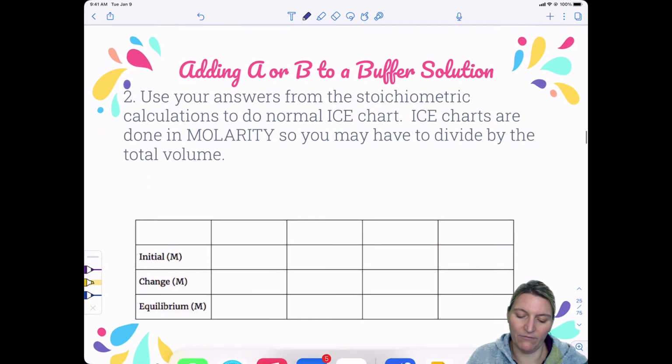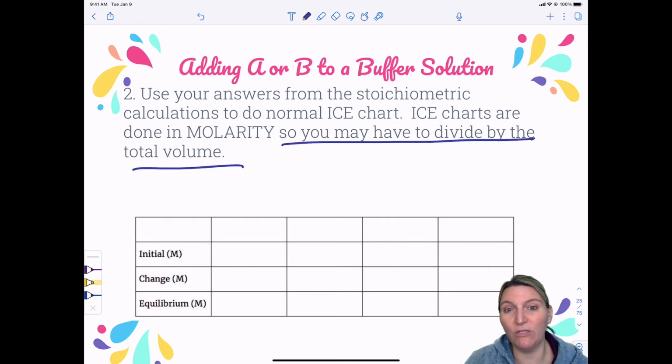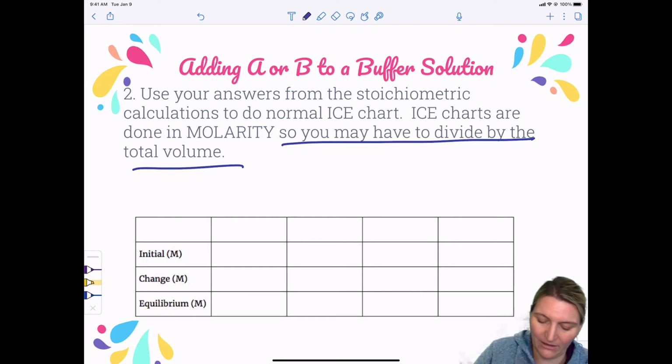Now, the second part of this is using your answers from what we just did to do an ICE chart and calculate the new pH. Remember, this is done in molarity, so you may have to divide by the total volume. You would do that if the question said, instead of you're adding this many moles of acid, if you add this volume of this molarity acid, you would need to account for that. This question did not tell us. It just said we added this much H plus. So I'm still just going to assume everything is still 1 liter. It doesn't give us any information to do anything different.